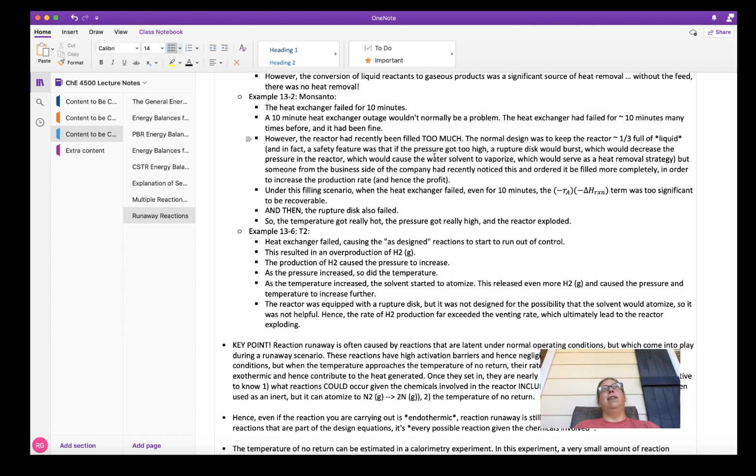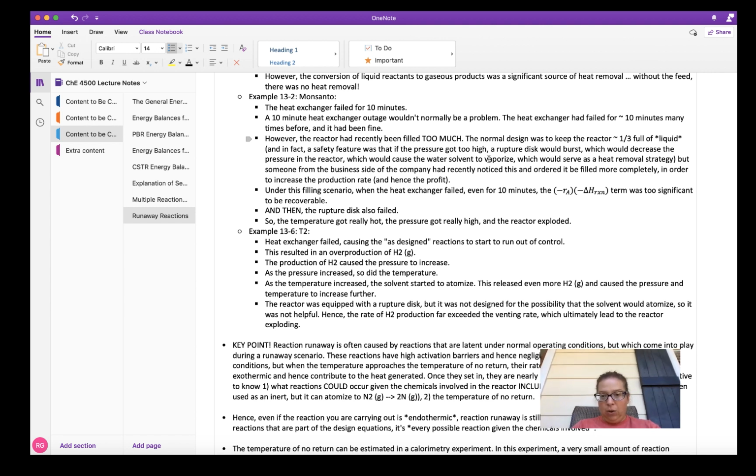So when the reactor was filled more, the heat removal system was inadequate to account for one of these 10-minute heat exchanger failures. Because of that, the heat generated term got to be significant. This caused the temperature to rise significantly, and again, it was one of these scenarios where there was a buildup of gas, which caused an explosion.